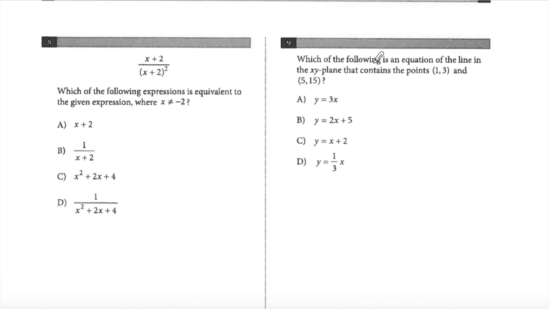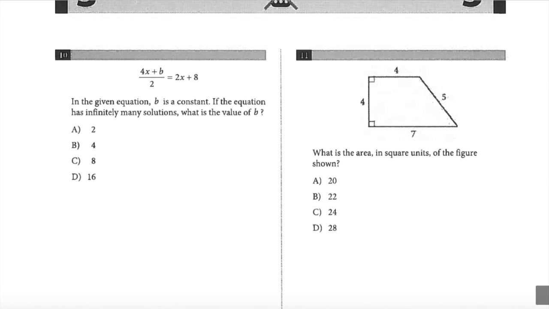Easiest one. 9. Which of the following is an equation of the line in the xy-plane that contains the points 1, 3 and 5, 15? So I recommend plugging in 1 for x and 3 for y. So A works, B does not because 1 times 2 is 2, 2 plus 5 is 7, so that's out. This one works, this one gives 1/3, which is out. Now we have to check 5 and 15. So we get 5, 15 here, and here we get 5 and 7. So 5 plus 2 is 7, so that doesn't work, so we're left with A. y equals 3x is our equation. So I always recommend whenever we're doing these types of questions, substitute, eliminate. Those are the best ways to solve these problems.